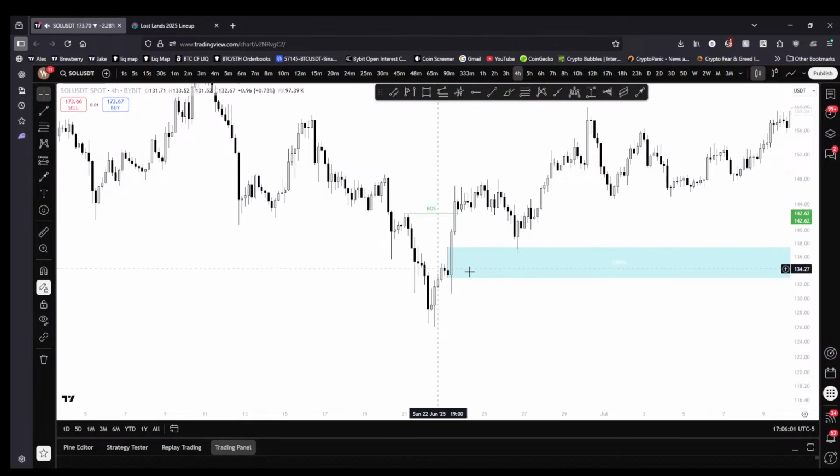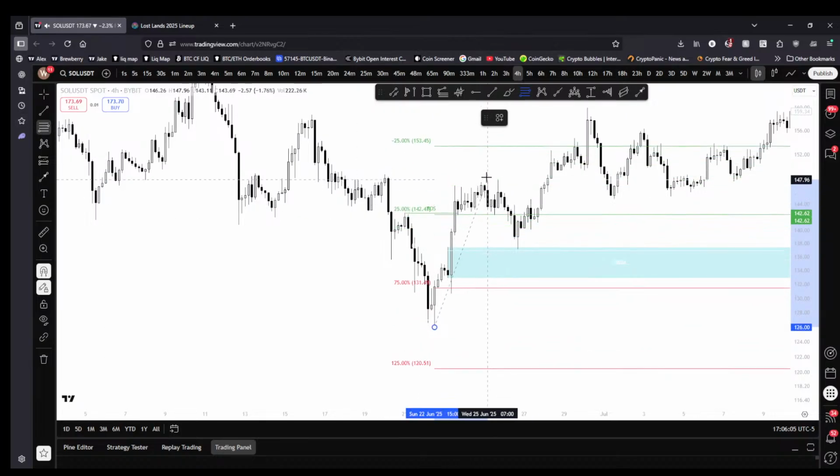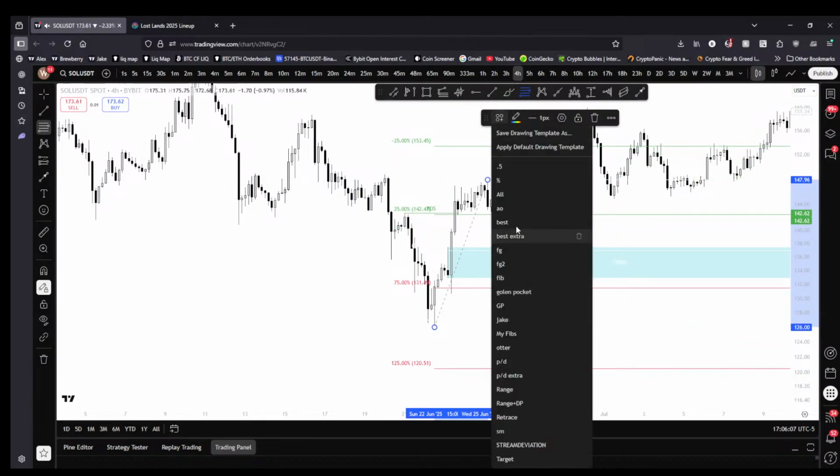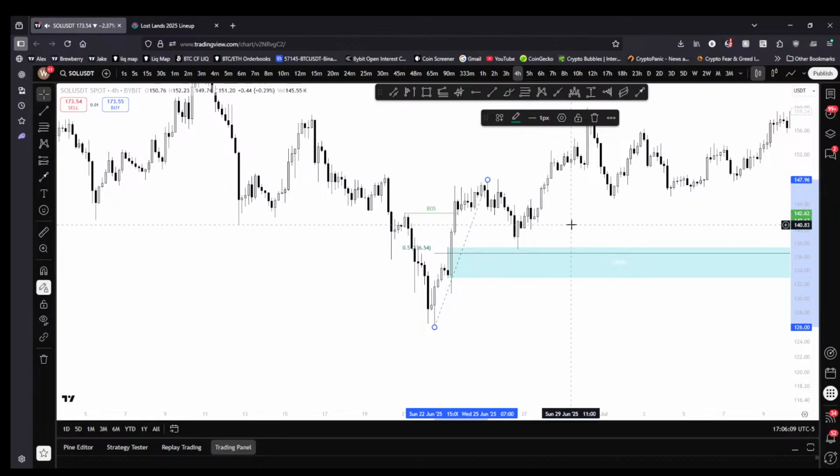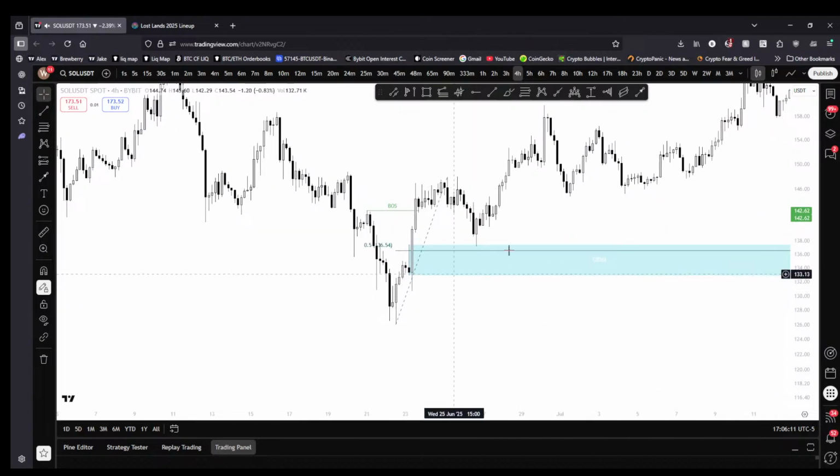Now, what order blocks do we generally want to look at? Again, we want to look at order blocks that break structure, and we want to look at order blocks that occur in discount, which is anywhere below the 0.5 fib, right? So we know there's an order block.